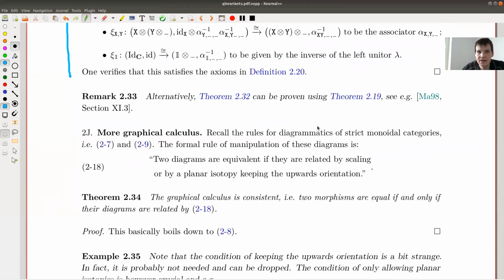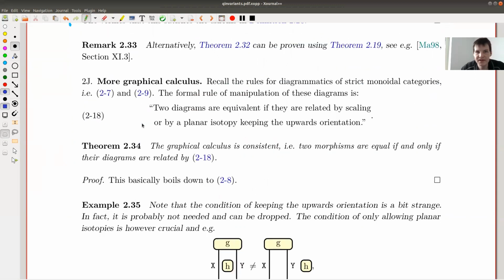Anyway, yeah, so whatever, more graphical calculus. We had those Feynman diagrams for strict monoidal categories, and now we know that all monoidal categories can be strictified. So in some sense, it's saying that you can always use diagrammatic calculus. And the only axiom you would impose on these diagrams is that two diagrams are equivalent if you can scale them, we had this before, or they're related by a planar isotopy which keeps the upwards orientation.